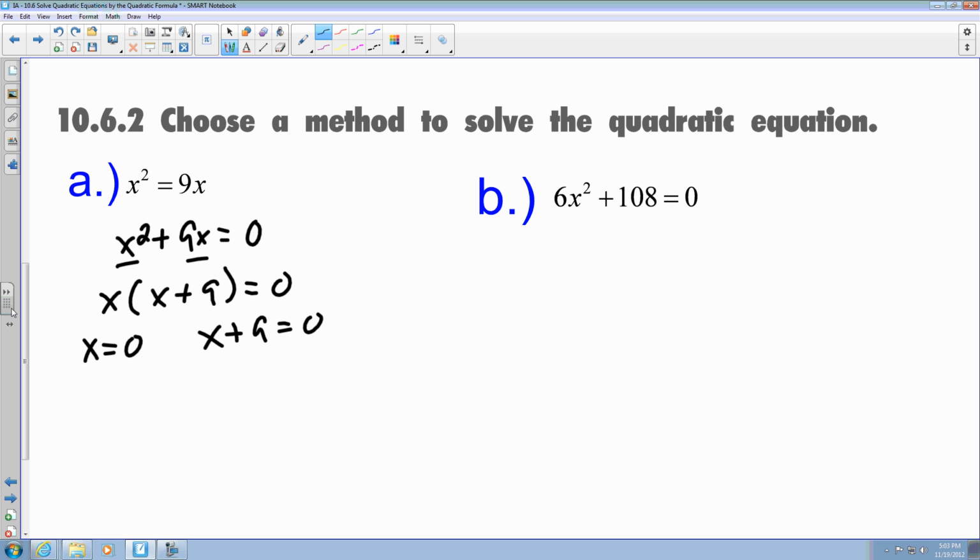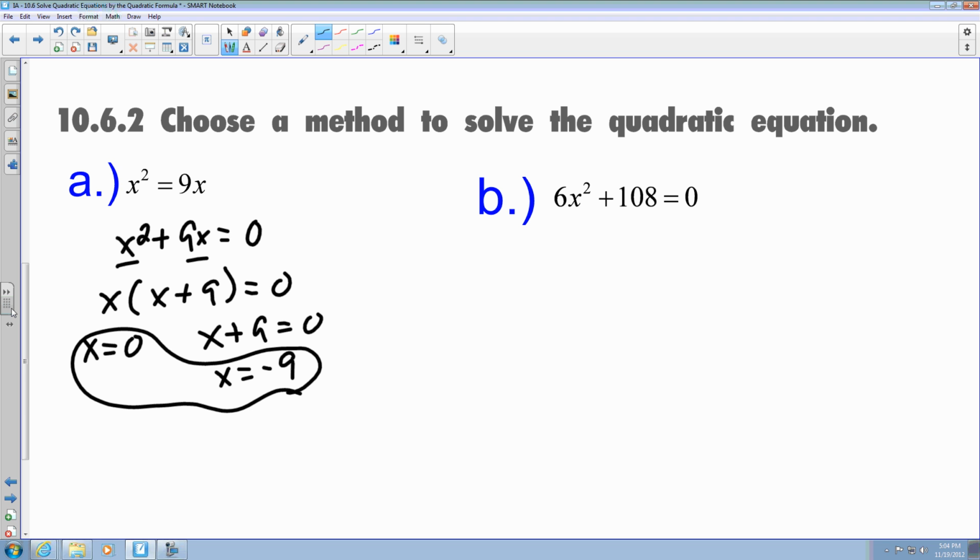So x will equal 0, which I already know. And I also know that x will also equal a negative 9. So those are my two answers. You could use the quadratic equation if you'd like. You'd still get that same answer. Let's look at B.